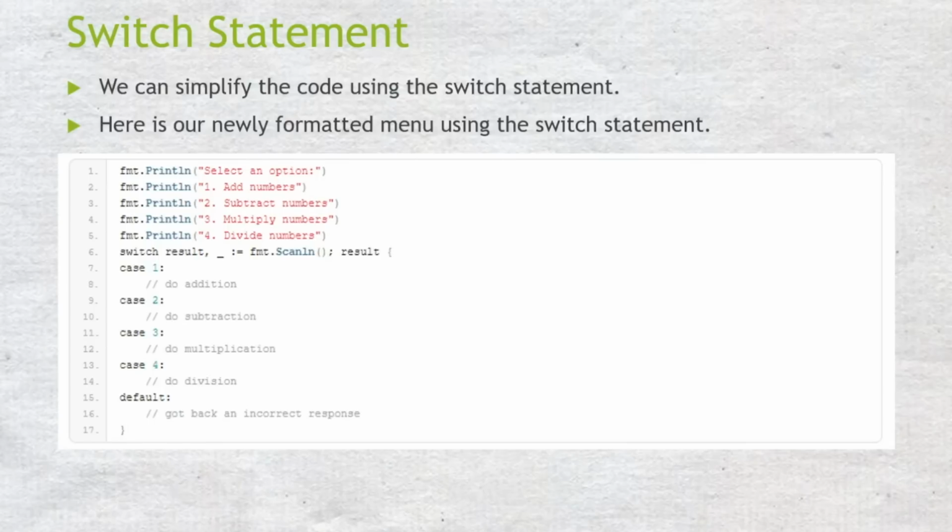So here we print out our menu again, and this time we're using switch result and equals Scanln, and we're going to say result and do the open curly bracket there, and then we say case 1, do addition, case 2, case 3, case 4. If none of those match, then we do our default, which is got back an incorrect response, so we'll probably throw some kind of an error here. So these are the basics of controlling your Go program.